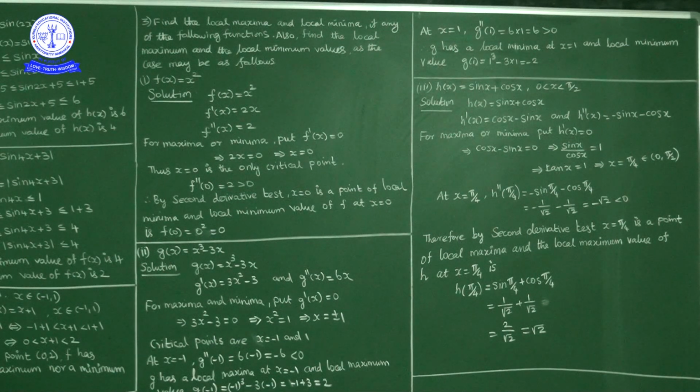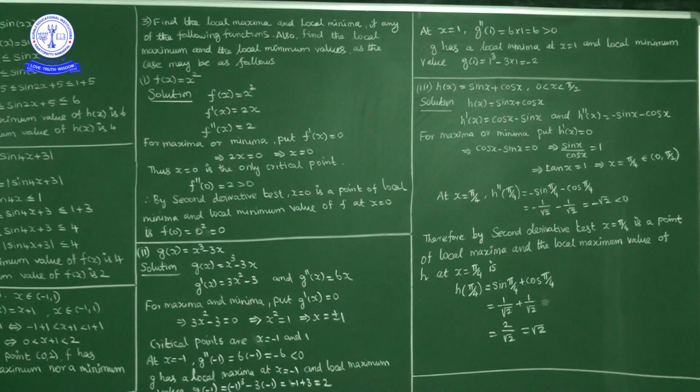Find the derivative g dash, and find the second derivative also. First of all, put the first derivative equal to 0 and find the critical points of g dash of x. The critical points we got here are minus 1 and plus 1. Now verify the sign of g double dash of x at x equal to minus 1 and plus 1.